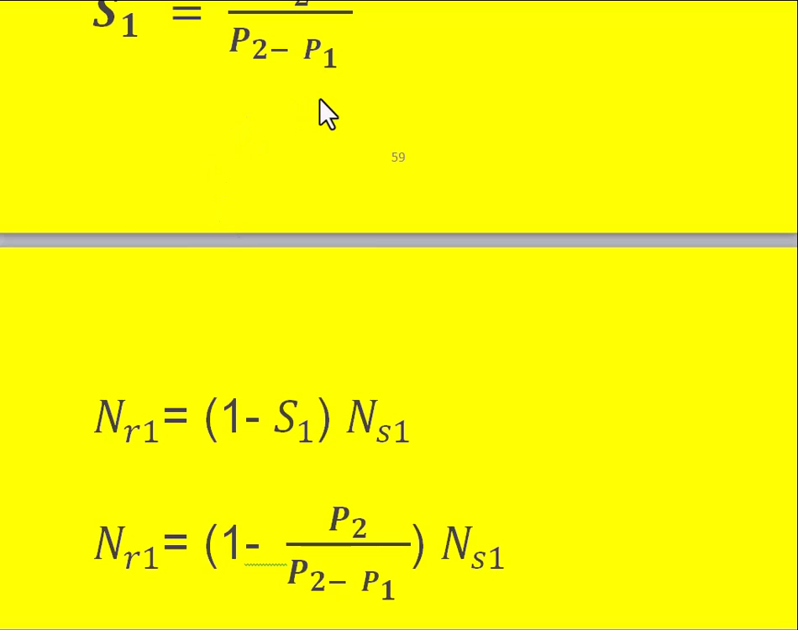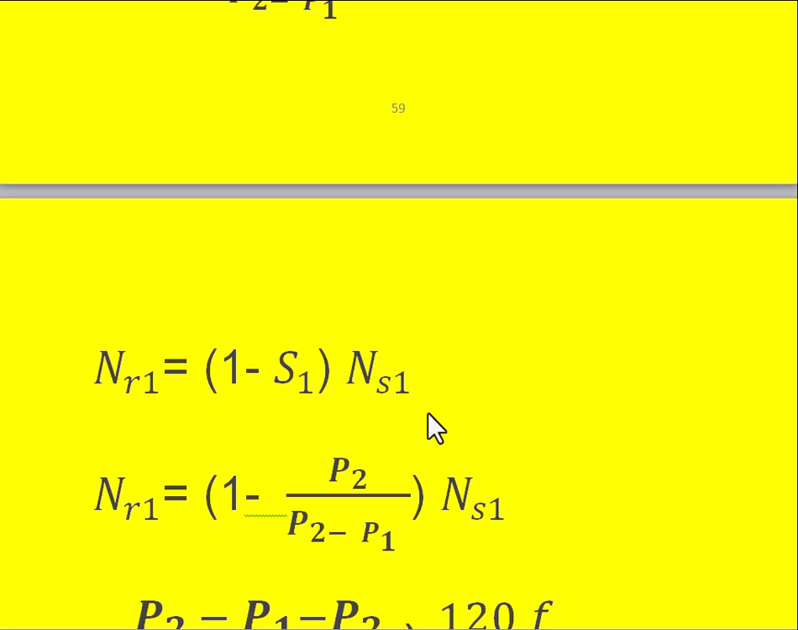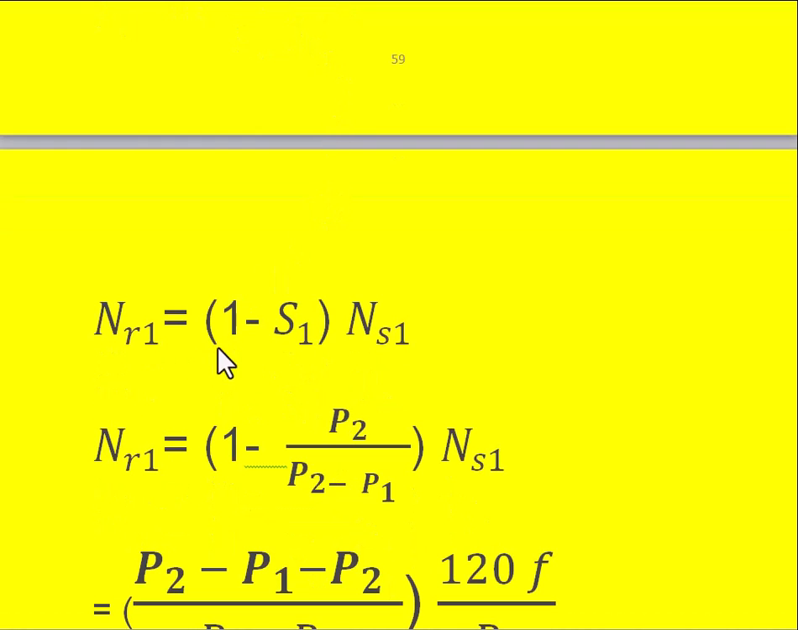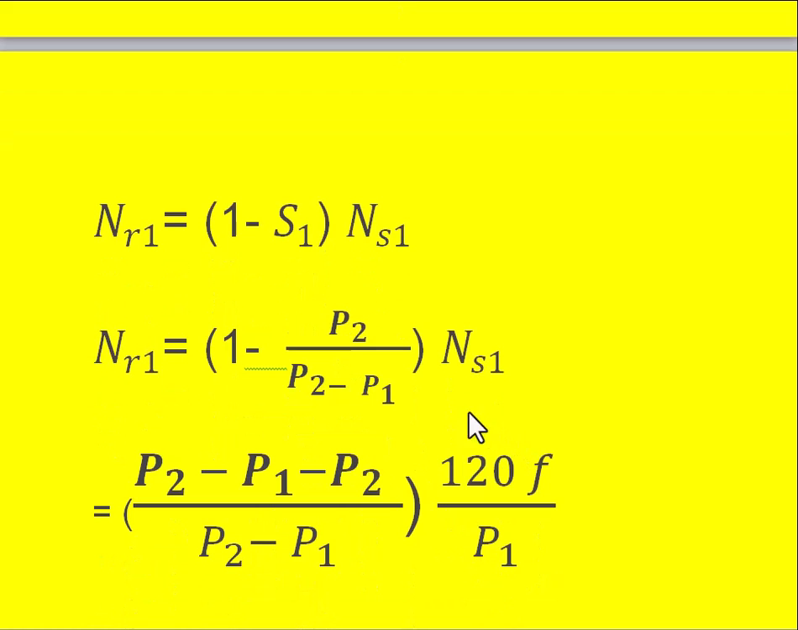Once S1 is known for the differential connection of the two three-phase induction motors, cascade connection, then the motor 1 speed can be written as NR1 is equal to 1 minus S1 into NS1. Further it can be expanded like this. S1 is known, so substitute P2 by P2 minus P1. Then NR1 is equal to 1 minus P2 divided by P2 minus P1 into NS1. And further it can be simplified like this: P2 minus P1 minus P2 divided by P2 minus P1, that is equal to 1 here.